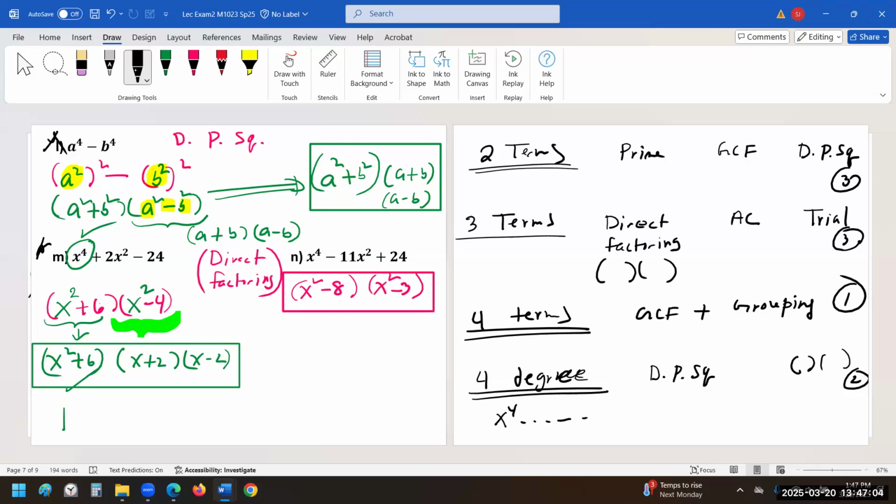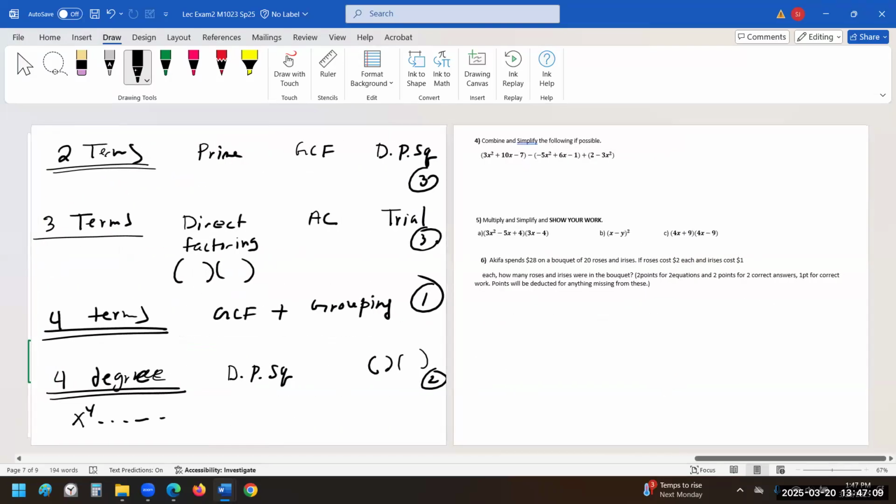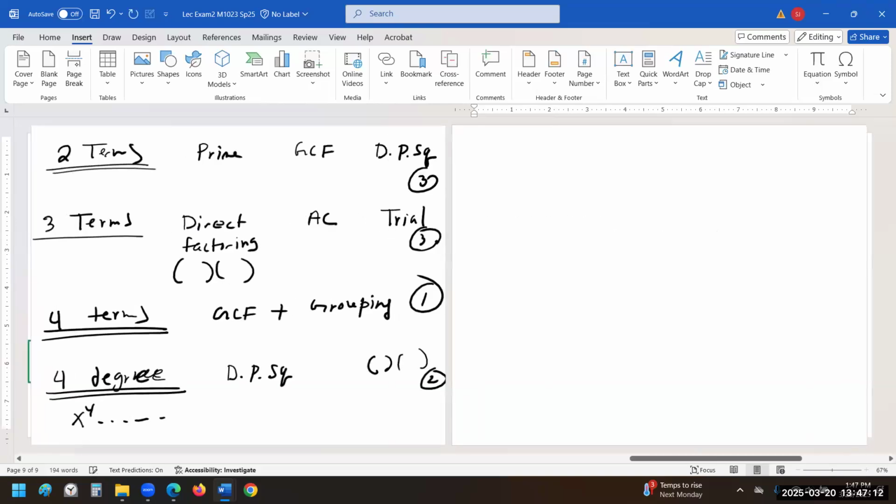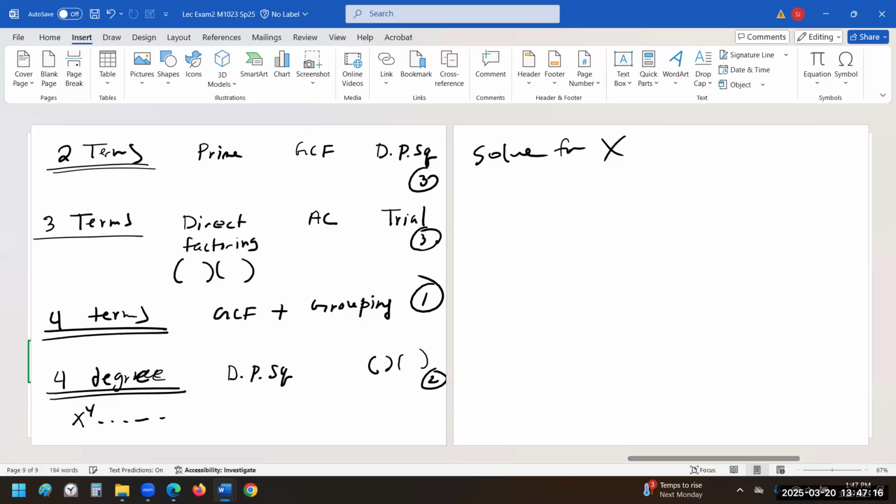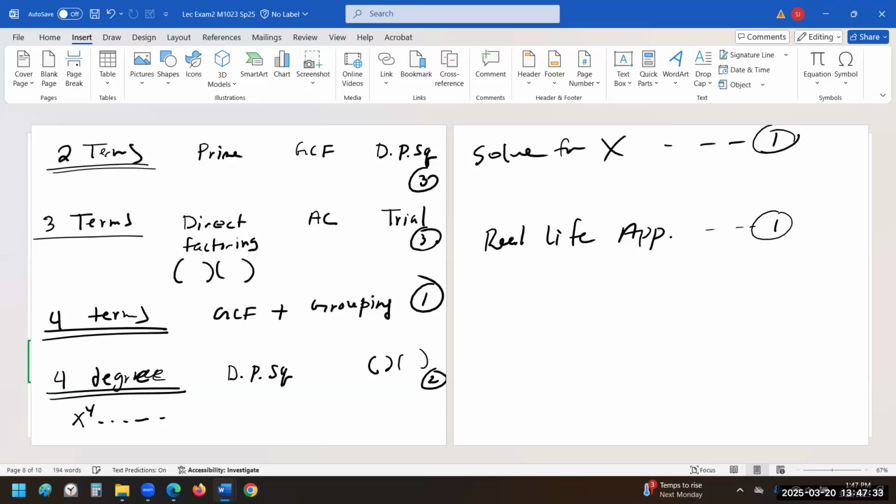And now in chapter 6, we did two more concepts. One is solve for x. To solve for x, you factor first and then you solve. And then we did real life application. So one of these. And that's it for chapter 6.